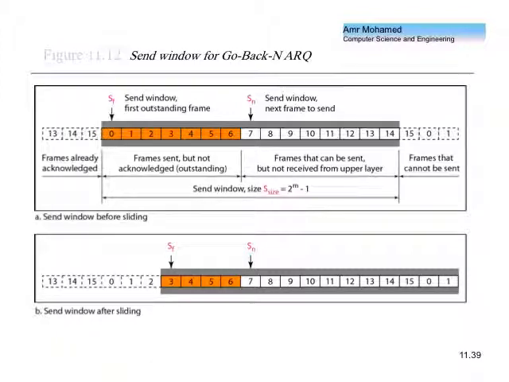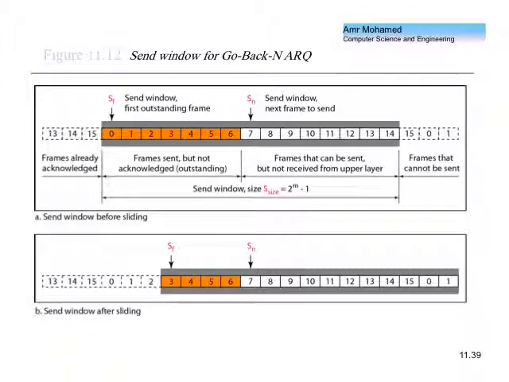Why am I saying that? What if I don't receive an acknowledgement at all? What am I going to do? Send what? Send which one? The one at the beginning of the window. The one at the beginning of the window, because I have to always send in order. So I have to go to the beginning of the window and send them again one by one.